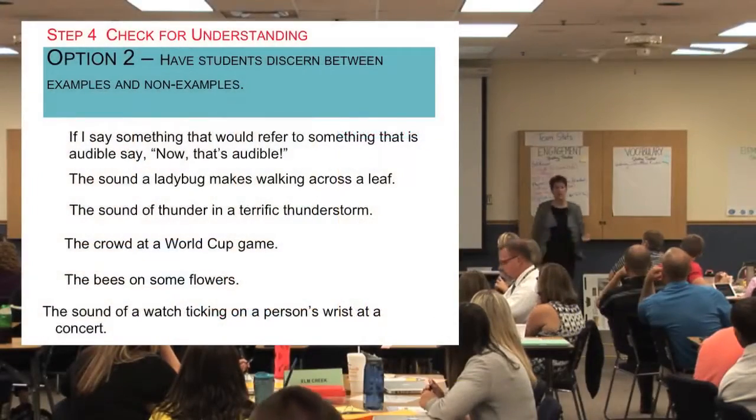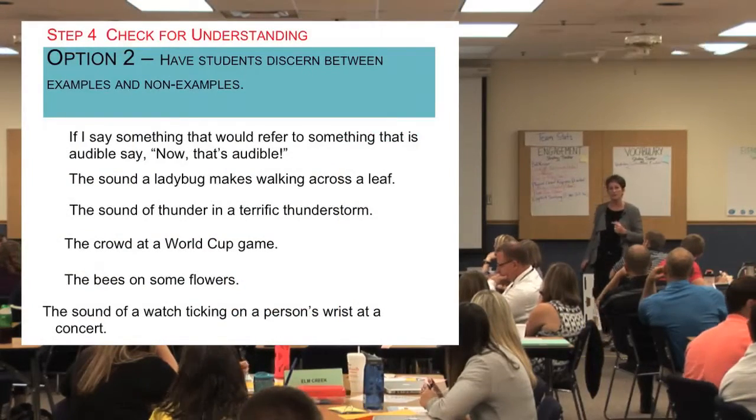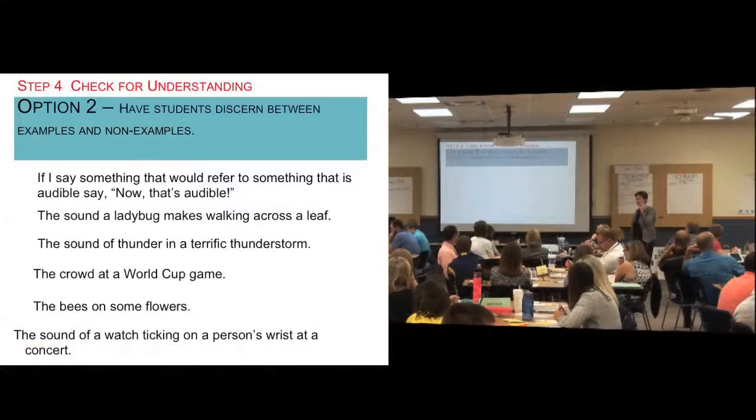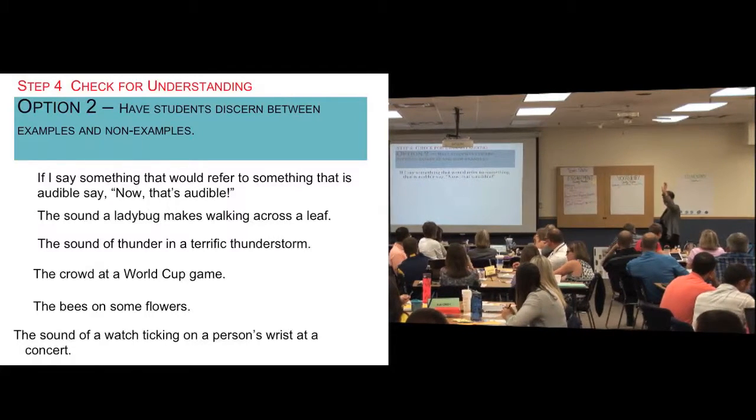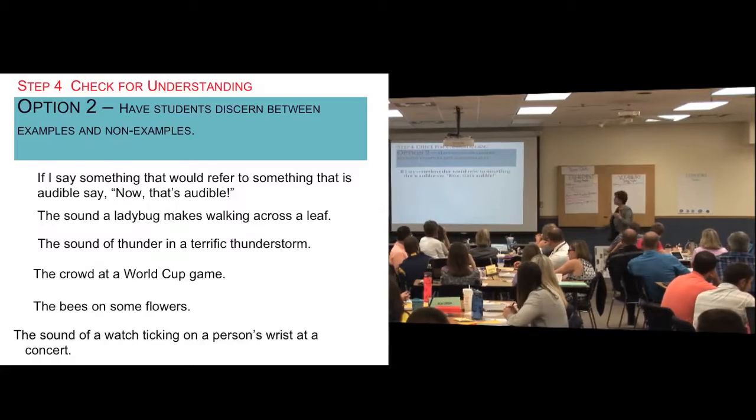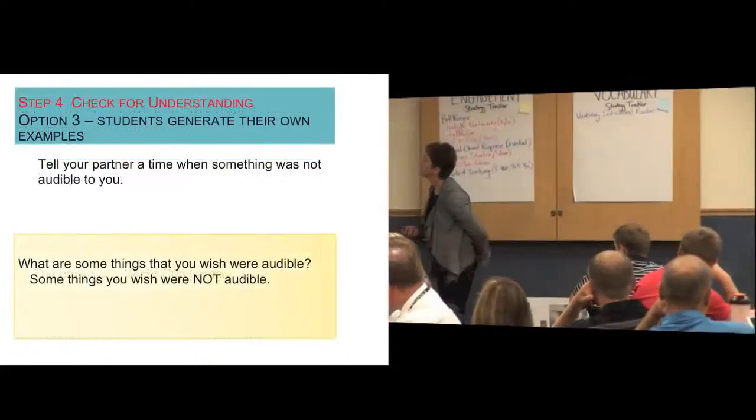Option 2, we're going to decipher between examples and non-examples. This is high-level thinking. This is where we're trying to say, can our kids really decipher what this word means? So if I say something that would refer to something that is audible, your response is going to be, now that's audible. So we have to have a signal to do this, okay? So I'm going to have my hand up, and then when I say go, you're going to either say, now that's audible, or I should hear silence.